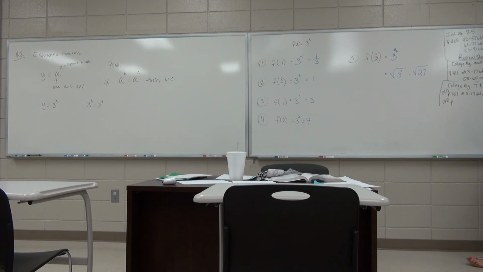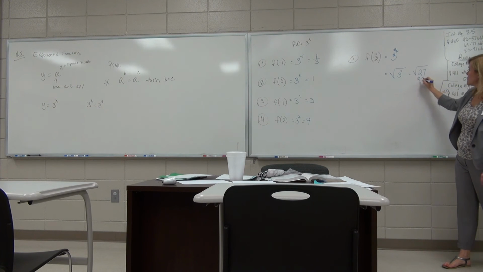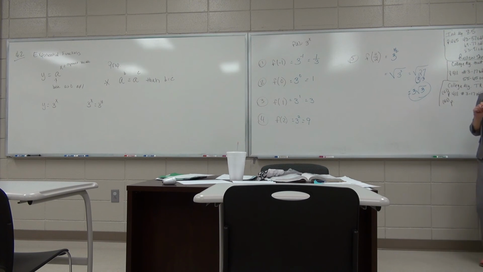Can you simplify that? 3 square root of 3. Right, because 27 would be 9 times 3. The square root of 9 is 3. So that's 3 square root of 3. Y'all are good. Alright? So that's how you can evaluate it in function notation.